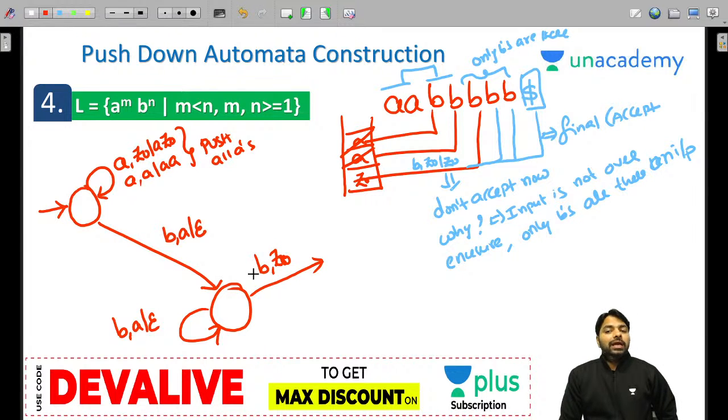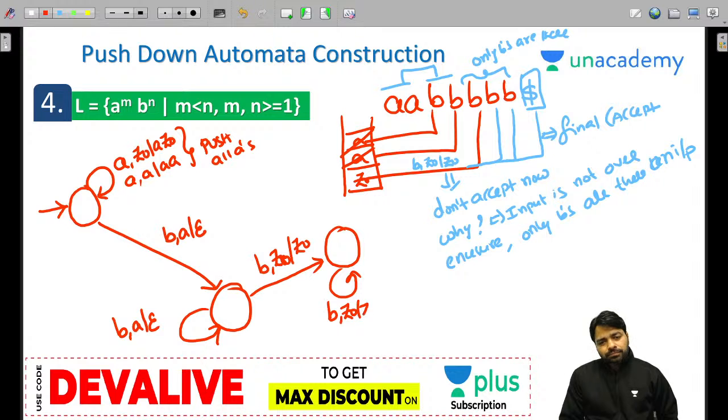Now dollar comma A doesn't happen, B comma Z naught. When dollar comma A comes, we will go to the dead state because we don't want such strings. B comma Z naught, keep Z naught means skip. And remaining all the B's skip. Now this will ensure more B's happened. But how long do you skip the B's? Till the dollar. When the dollar comes, you understand, okay, now my job is over, end of the input occurred, so now I will go to final.